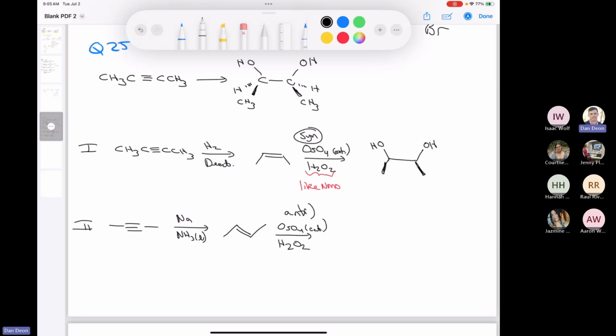anti-addition, and so now our two methyl groups are going to be opposite of each other. We're going to have our two hydroxyls being anti to each other, but we're also going to have our methyl groups being anti to each other. So we'd end up with one. No, sorry, did I say anti? I meant syn.